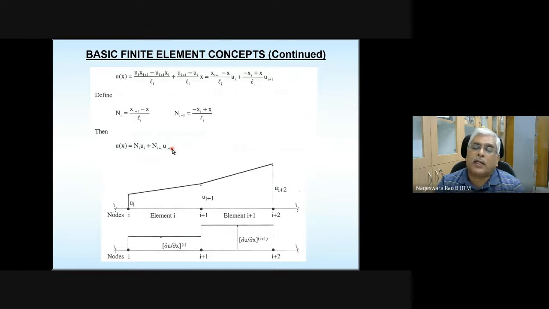And what is the important property of a basis function? All the components of a basis function should be linearly independent. 1, x, x squared, x cubed, all these are linearly independent. And here, where 1 and x are replaced by Ni and Ni+1, Ni and Ni+1 are also linearly independent. In a finite element, all the shape functions should be linearly independent. Please make a note of it.